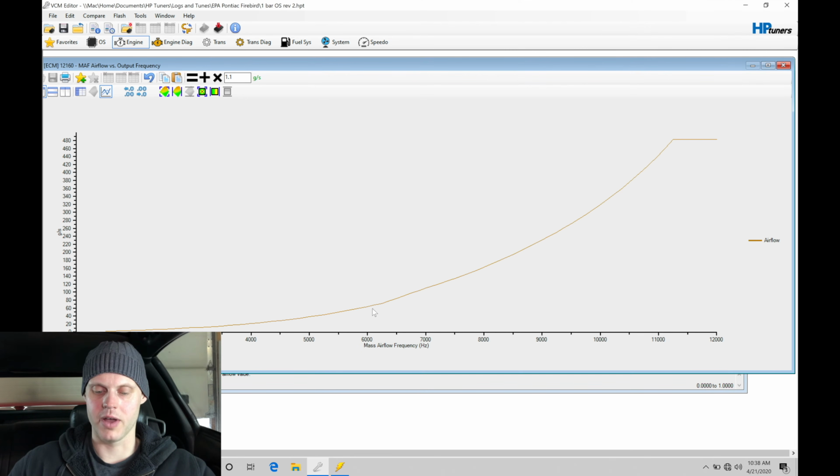Go back into our MAF curve and notice that that's smoothed out here. We don't find that it's going to be having any dips or peaks. That's what we want to see. We want to see a nice smooth reporting of the airflow.